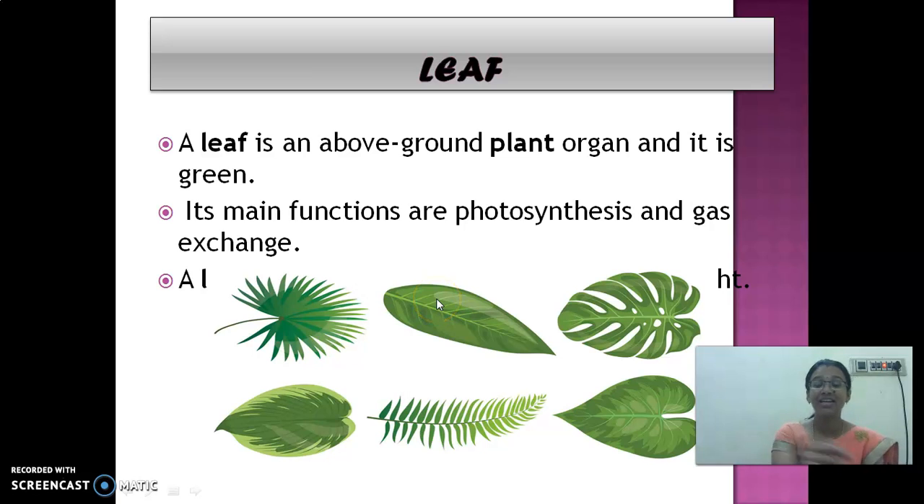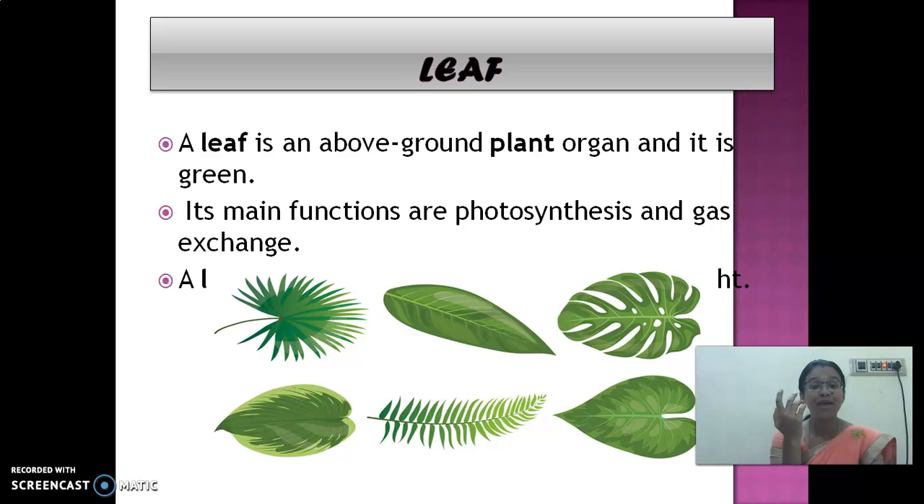Next thing is leaf. Leaves are green in color, which helps in photosynthesis. There are different types of leaf. I have shown you in the previous session different types of leaf.